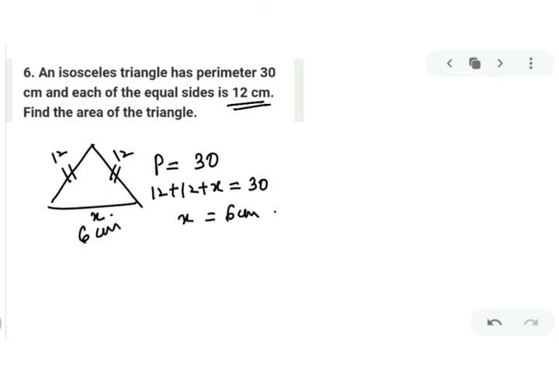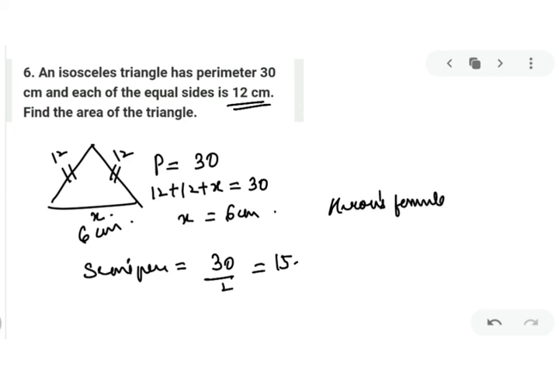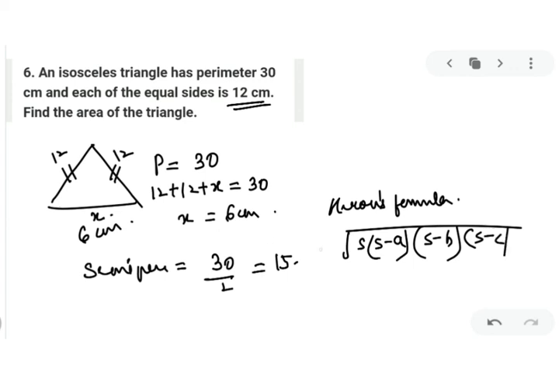Once you have the value of x, that is the third side, the next step is to go for the semi-perimeter. Once you get the semi-perimeter, your next step will be to put it into Heron's formula. And Heron's formula we know very well: S minus A, S minus B, S minus C. Just put in the values and your answer will be ready.